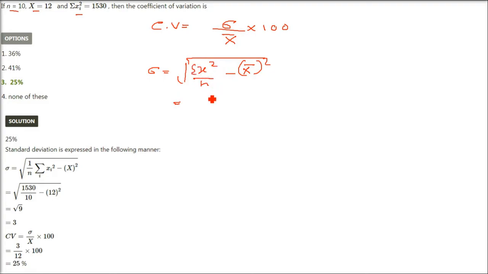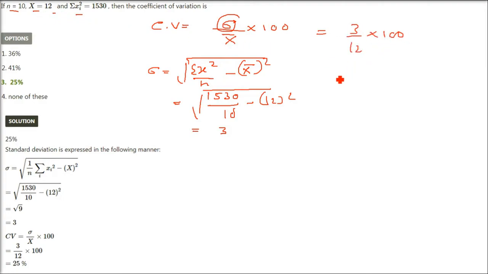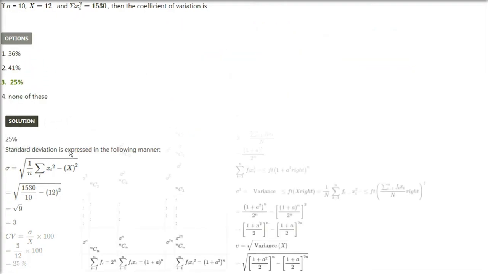See, this is sigma x square, which is already given as 1530. N is also given, it is 10. X bar is also given, which is 12 whole square. Now you take the square root. This is going to be sigma. This is 3, under root 9 is 3. Now put it here. Coefficient of variation, sigma by x bar into 100. So 3 by 12 into 100, which is going to be 100 by 4, which is 25. So 25% is the answer here. Third is the answer here.